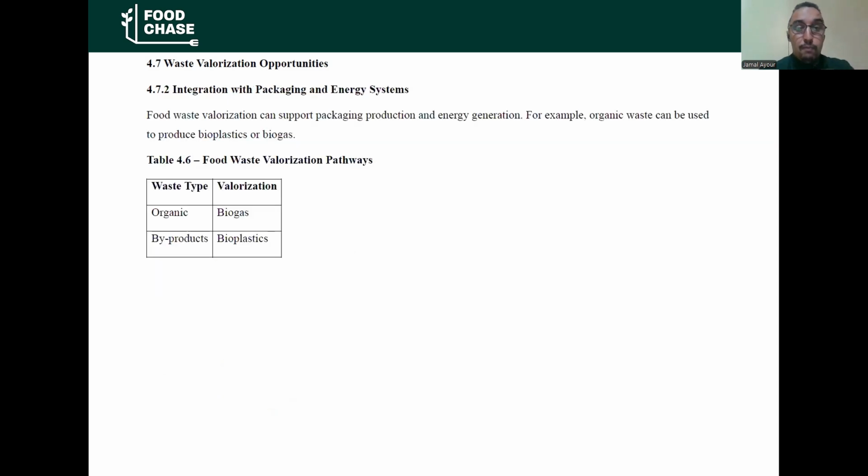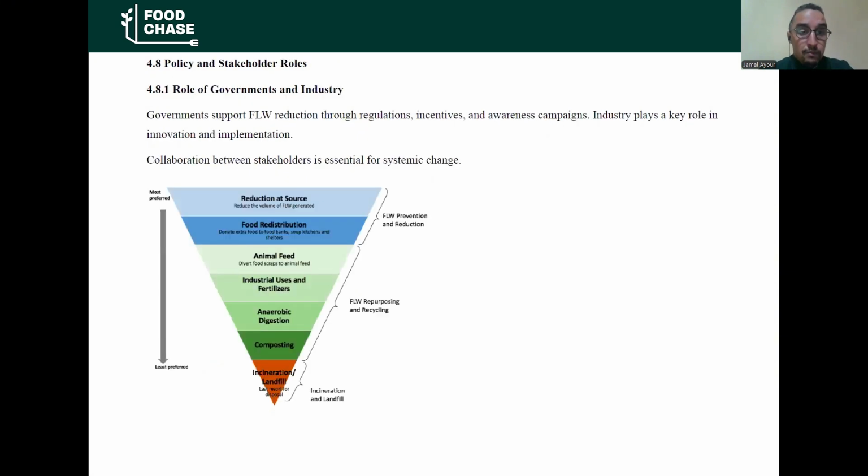Integration with packaging and energy systems: food waste valorization can support packaging production and energy generation. For example, organic waste can be used to produce bioplastic and biogas.